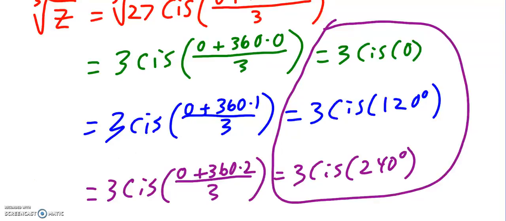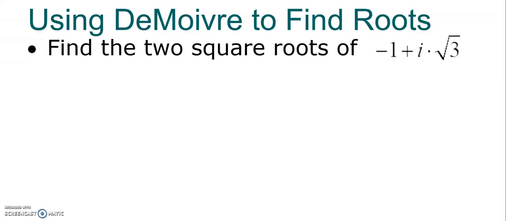All right, I want you to try this now. So using DeMoivre's, I want you to find the two square roots of -1 plus i root 3. So pause the video, do that, unpause when you're ready to check. My hint is don't forget you need to convert this to trig form first. You can leave your answer in trig form as well. Pause the video now and then unpause later.